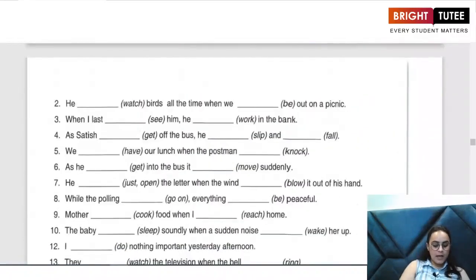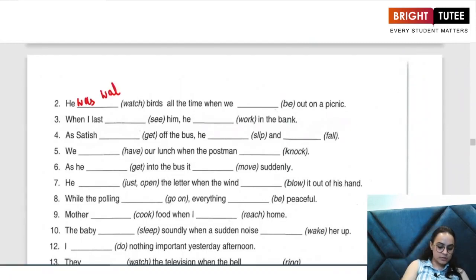Second sentence. He dash birds all the time when we dash out on a picnic. So, what was the action that was taking place continuously? He was watching birds all the time when we were out on a picnic. Next, when I last dash him, he dash in the bank. So, when I last saw him, he was working in the bank.